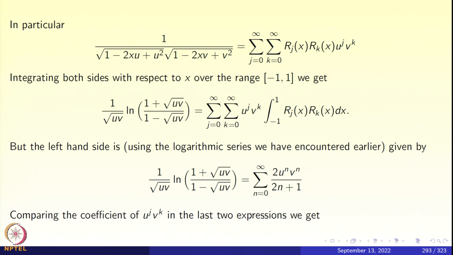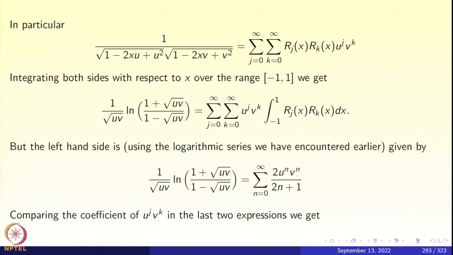What is ln of 1 minus z? Minus z minus z squared upon 2 minus z cube upon 3 minus, and so on. Both these expansions are valid for mod z less than 1. Remember, my u and the v are going to be pretty small in absolute value, so there's no problem. And then you write the difference, ln of 1 plus root uv minus ln of 1 minus root uv, and then you divide by root uv.